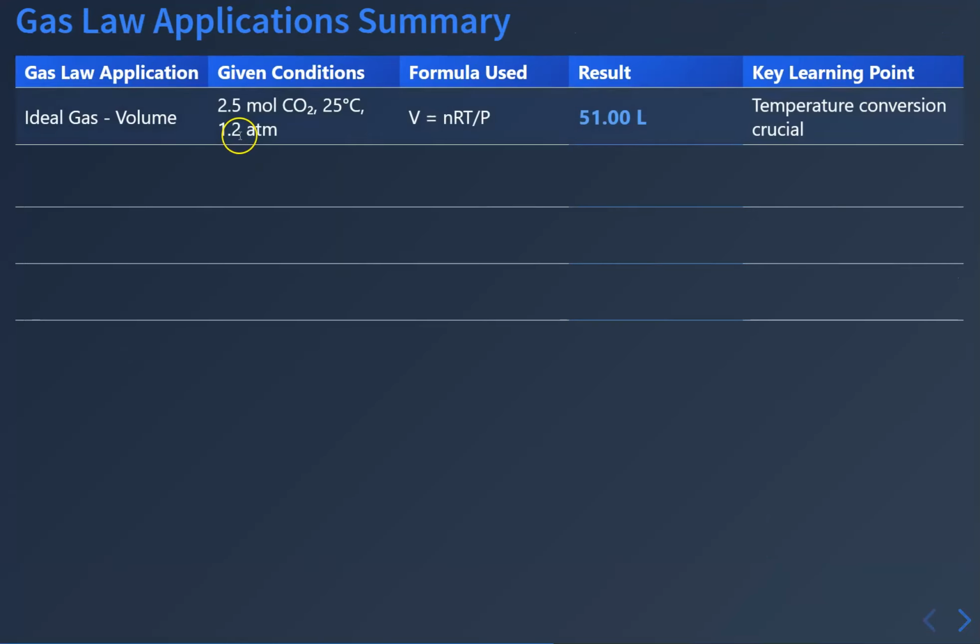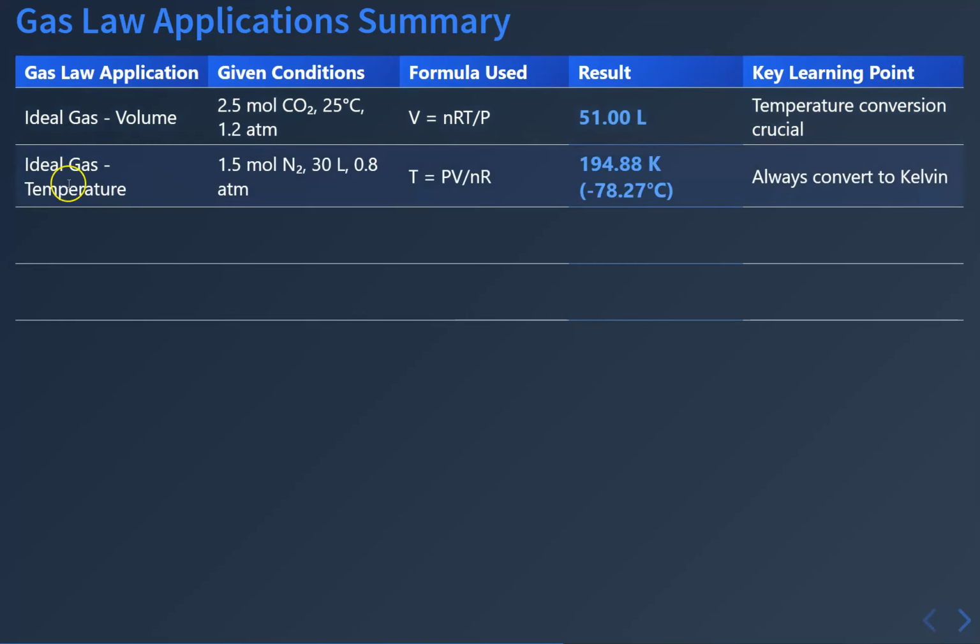Now the ideal gas volume: 2.5 mole carbon dioxide, 25 degree centigrade and 1 atm. We can use V is equal to nRT by P. So the result is 51 liter. Temperature conversion is crucial. Then ideal gas temperature: T is equal to PV by nR. For 1.5 mole nitrogen, 30 liter and 0.8 atm, if we plug in, we get 194.88 Kelvin. So that is minus 78.27 degree centigrade. So always convert to Kelvin.